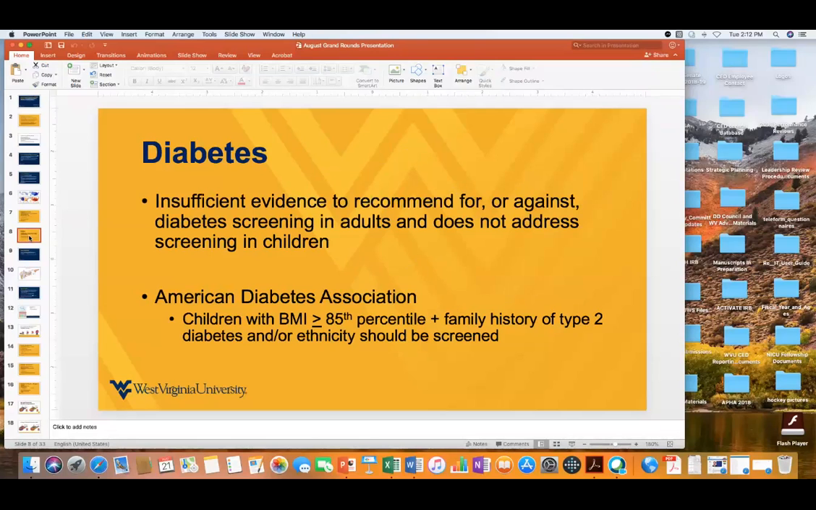And you can see down here the ADA, American Diabetes Association, is now saying pretty much a child at 85th percentile or above, so overweight or obese, who has a family history of it, which a lot of people in West Virginia, a lot of people everywhere talk about sugar, you know, they have a history of diabetes, and then certain ethnic groups are more at risk than others. So based on other risk factors, they definitely recommend screening, but some people implement that. Some physicians do that regularly.